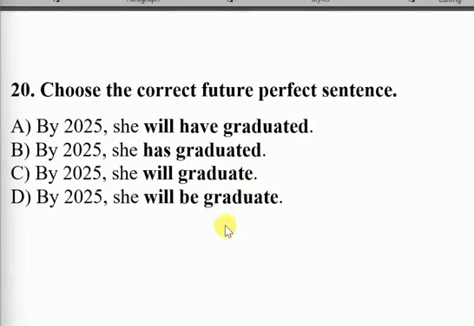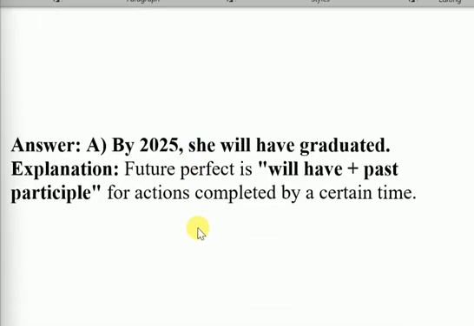20. Choose the correct future perfect sentence. A. By 2025, she will have graduated. B. By 2025, she has graduated. C. By 2025, she will graduate. D. By 2025, she will be graduate. Answer: A. By 2025, she will have graduated. Explanation: Future perfect is will have plus past participle for actions completed by a certain time.